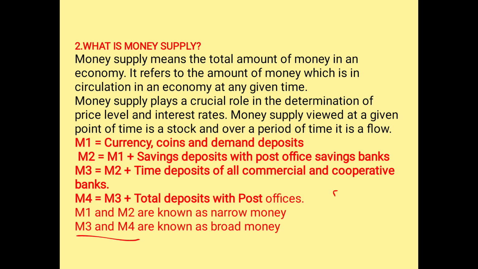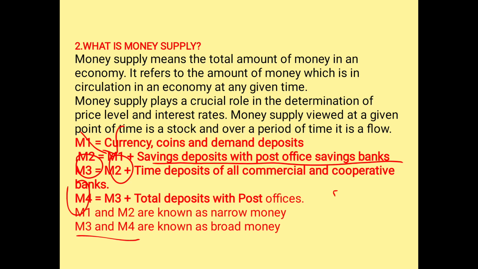Money supply is categorized into 4: M1, M2, M3 and M4. What is M1? It is nothing but the currency, coins and demand deposits which have been created. What is M2? You just have to include this M1 and then add the post office savings deposit which we possess in the post office. Next is M3 money, where we have to include M2, and the time deposits of all commercial banks and cooperative banks are taken into consideration.